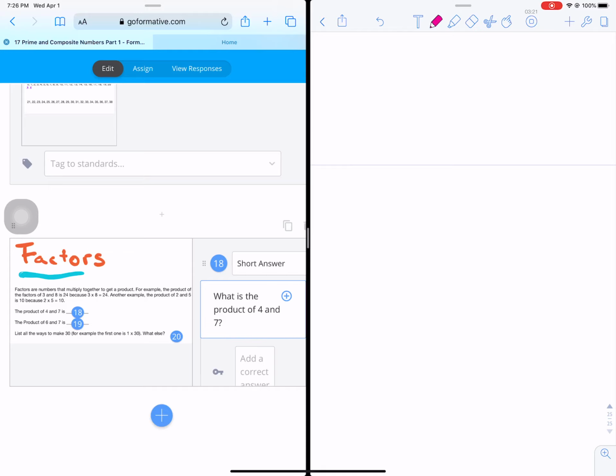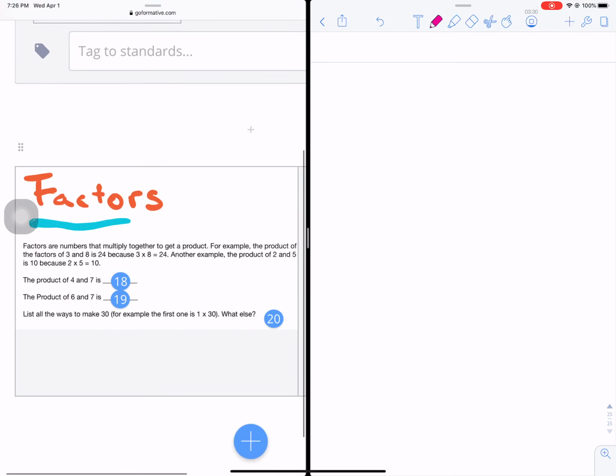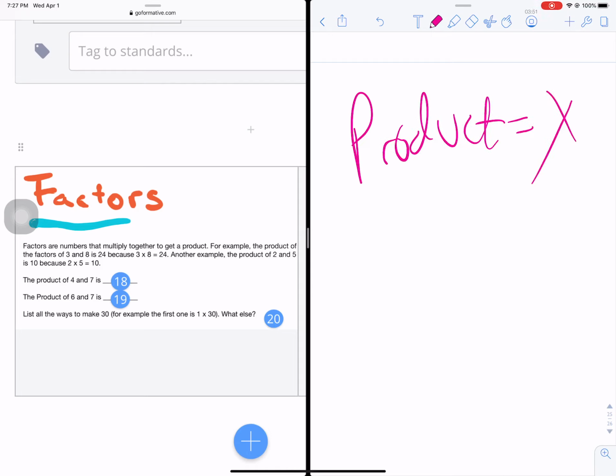Factors. Factors are what make up a number, a product. Factors are numbers that you can multiply together. For example, the product of 3 and 8 is 24, so 3 times 8 equals 24. Another example, the product of 2 and 5 is 10. 2 times 5 is 10. So when I say what's the product of something, I'm saying multiplication. Product is multiplication.